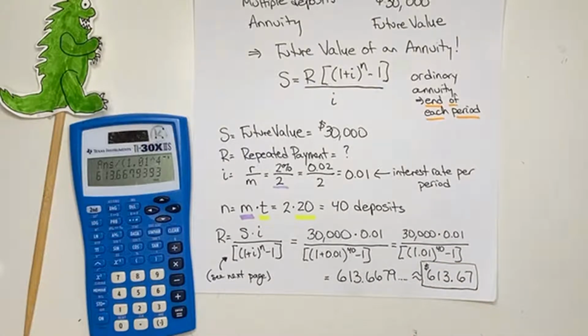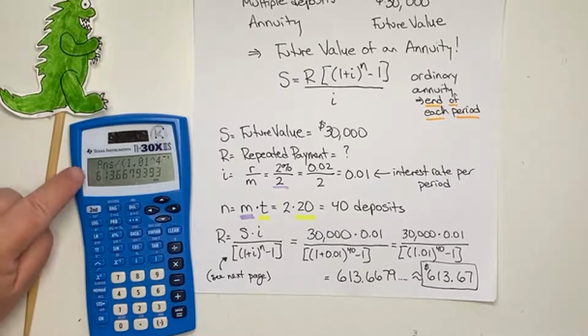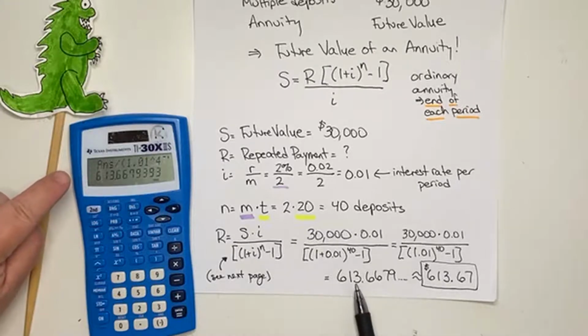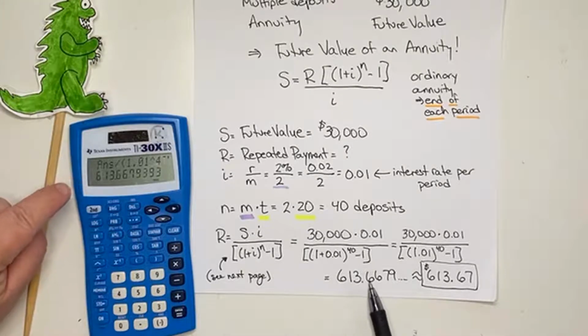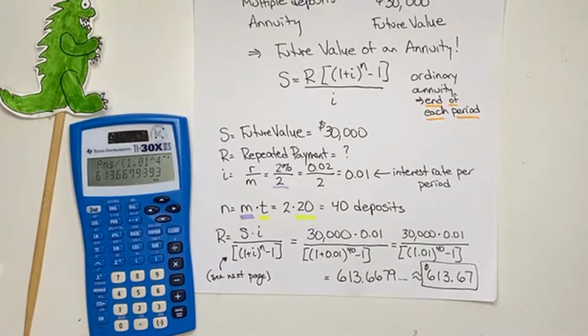And the answer is yes and no. 39 of the 40 deposits will look like this. The 40th deposit will be used to take into account all of the rounding, right? Because I can't actually make a deposit of $613.6679, etc. You can't do that. So I'm going to have to do 67 cents and account for that in the last payment. Okay, very exciting. So $613 every 6 months at 2% will get you $30,000 in 20 years.